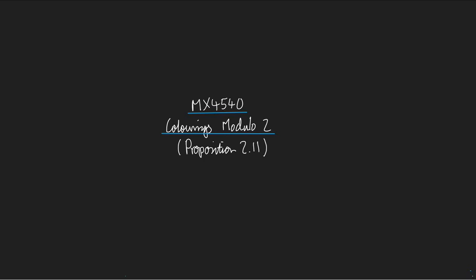Here is a mini lecture about colorings modulo 2. This one's quite simple. What we're going to see is that if we work modulo 2, then the question, can this link be colored mod 2, is extremely simple. So this is a complete exposition of proposition 2.11 from the notes.